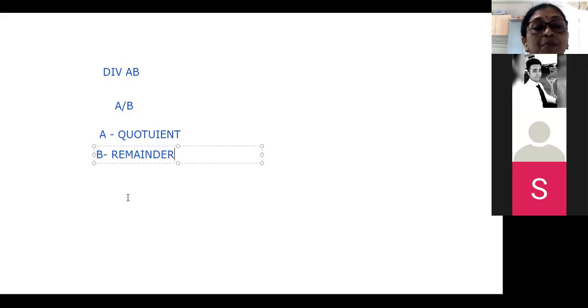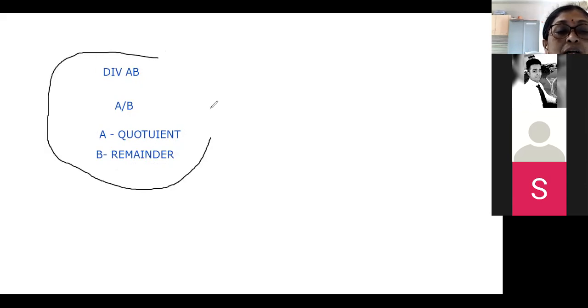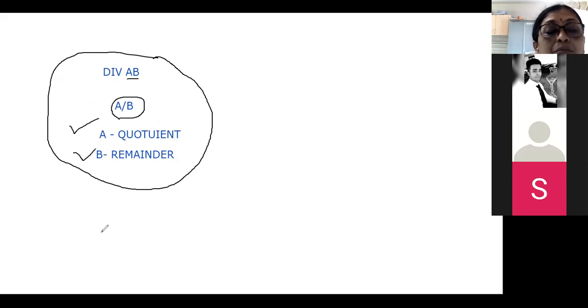Okay, so you have to remember this. What happens in case of division operation? In case of division operation, we have to write DIV AB. By default, we have to use register A and register B only. It will perform the operation A divided by B. The quotient will be stored in the accumulator and the remainder will be stored in the B register. So this is how the division operation will be executed in 8051.